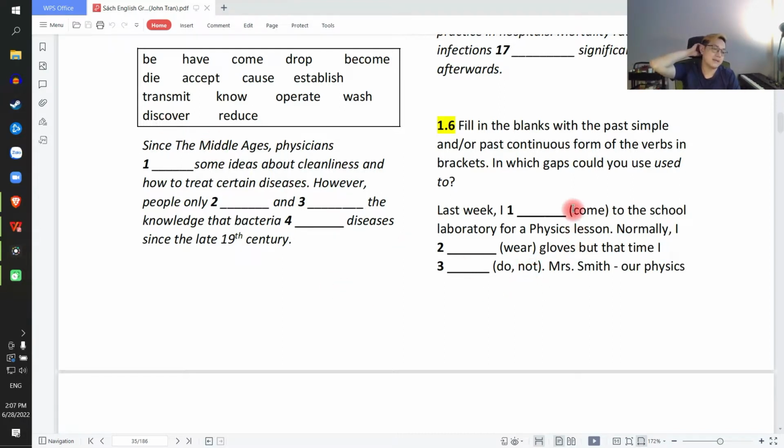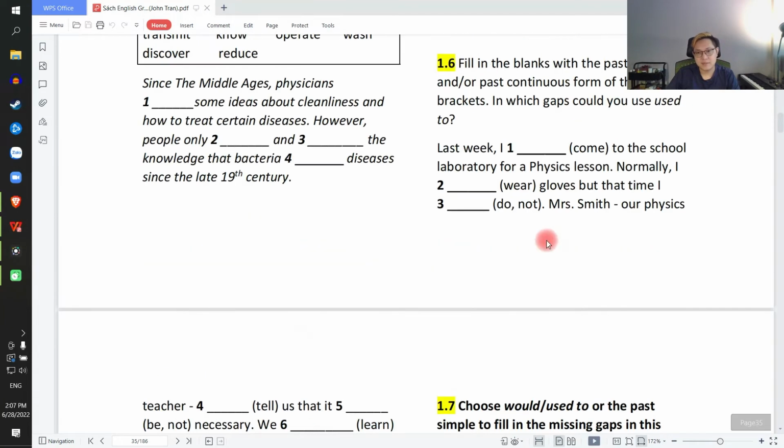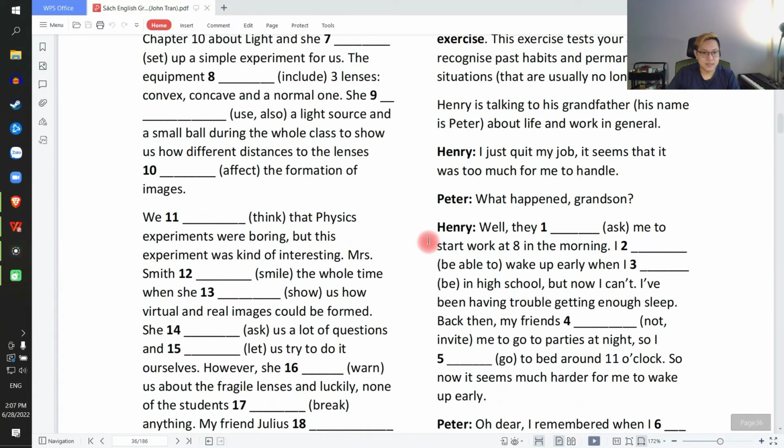Họ cho các bạn sẵn cái động từ, không phải chọn luôn á. In which gap would you use used to? Người ta hỏi trong tổng số là 21 cái gap này thì cái gap nào mình có thể sử dụng chữ used to, đã từng được. Okay, so I'll read the answer first, okay?